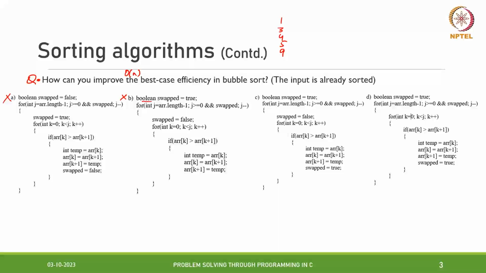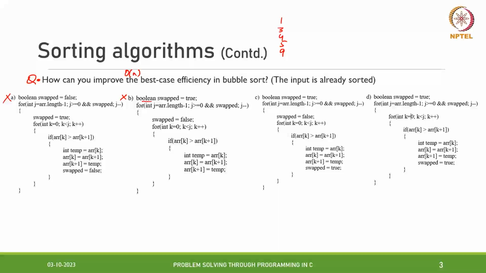Say the input is sorted already, right? Then this entire if ARR k is greater than ARR k plus 1 will never work, because it is already sorted. Our previous element will always be less than the next element, so the if conditional will always be false and this part will never be executed. Then the swapped value will remain true because we have not set it to false, and if it remains true, we will keep going into multiple iterations of the outer loop, which is not really required.